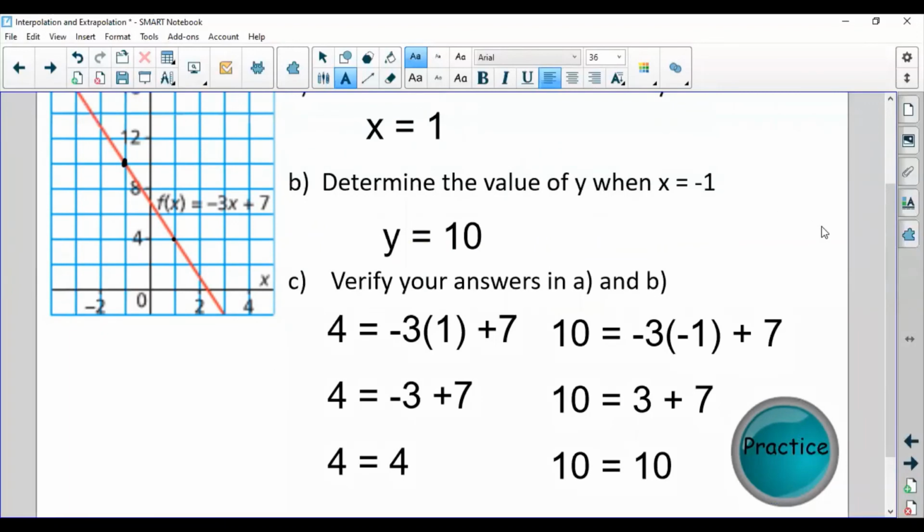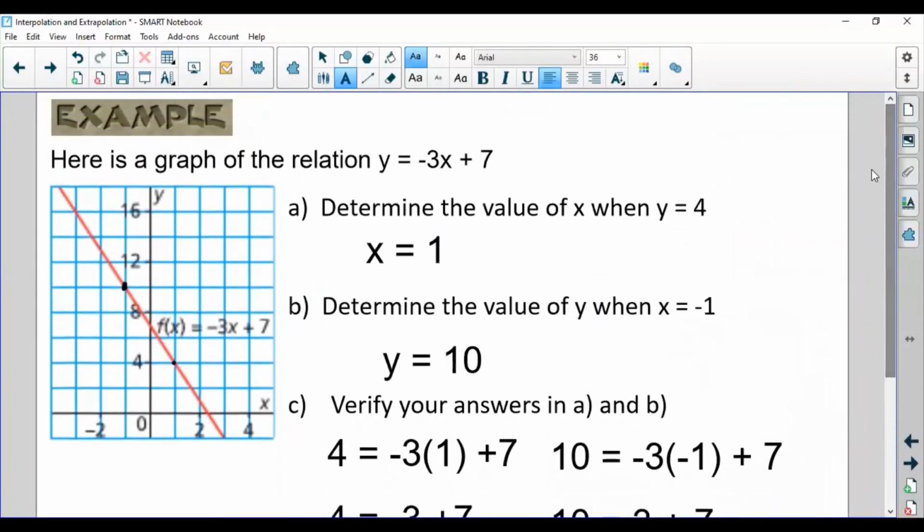And that is it for the lesson on interpolation and extrapolation.